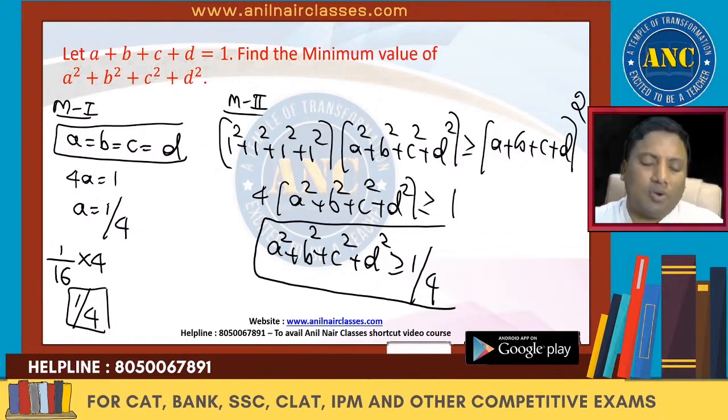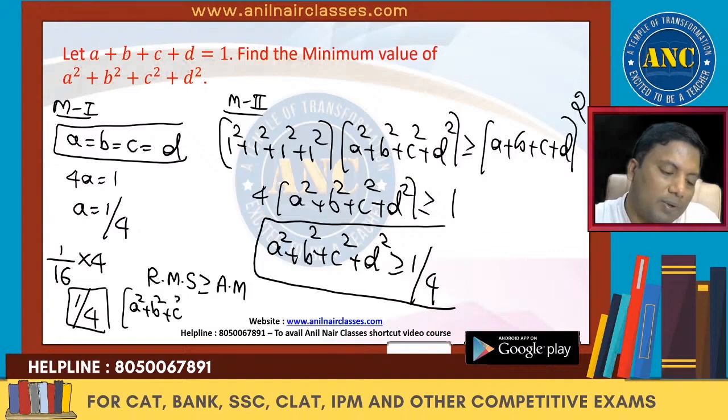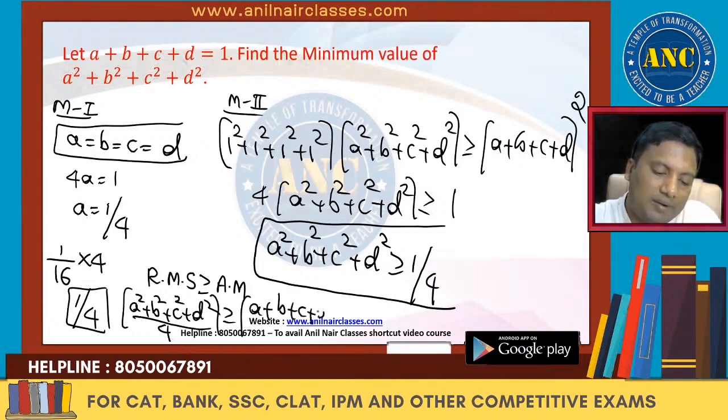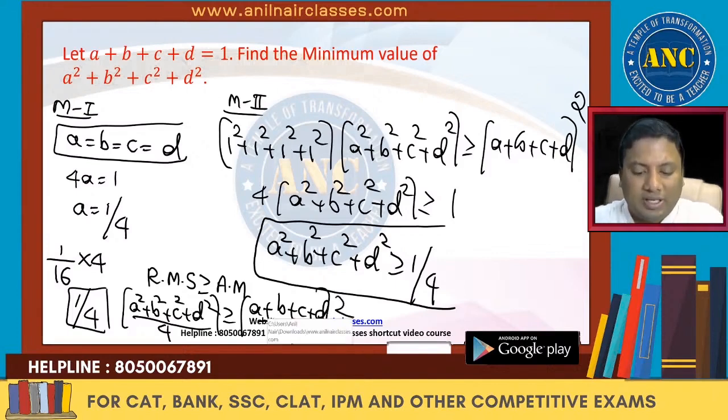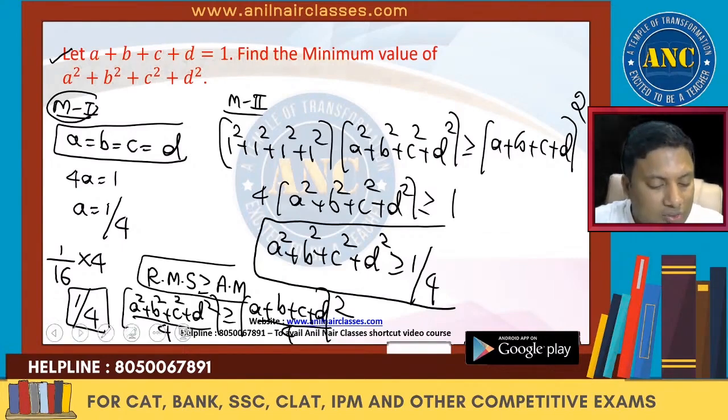You can also use root mean square greater than or equal to arithmetic mean. That also will give the answer. a square plus b square plus c square plus d square divided by 4 is greater than or equal to a plus b plus c plus d divided by 4 whole square. a plus b plus c plus d is 1. 1 by 16, 4 by 16, it is 1 by 4. 3 ways to solve: root mean square greater than or equal to arithmetic mean, symmetric function property, or Cauchy-Schwarz inequality.